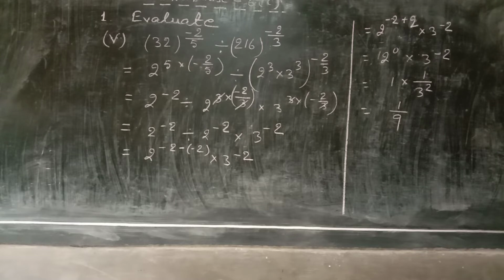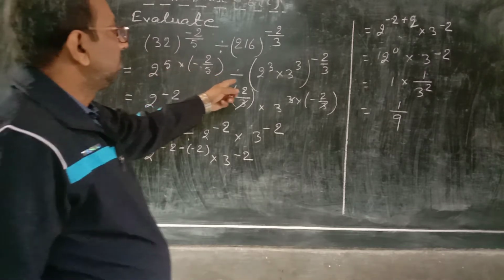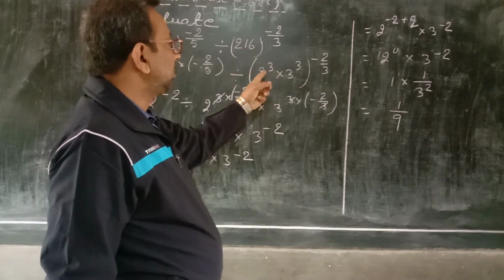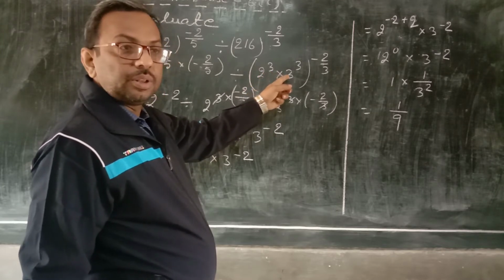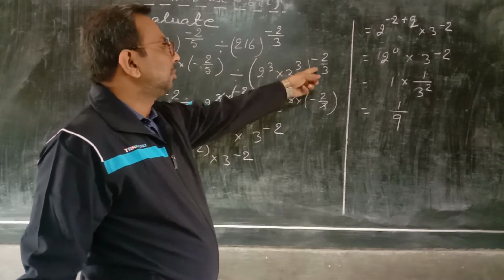Question number 1, Roman number 5, evaluate 32 to the power minus 2 by 5 divided by 216 to the power minus 2 by 3. So here 32 we can write as 2 to the power 5, into minus 2 by 5, divided by 216. If you find the prime factors, you will get 2 into 2 into 2 and 3 into 3 into 3. So for that I have written here 2 cube into 3 cube, and this power came here, minus 2 by 3.